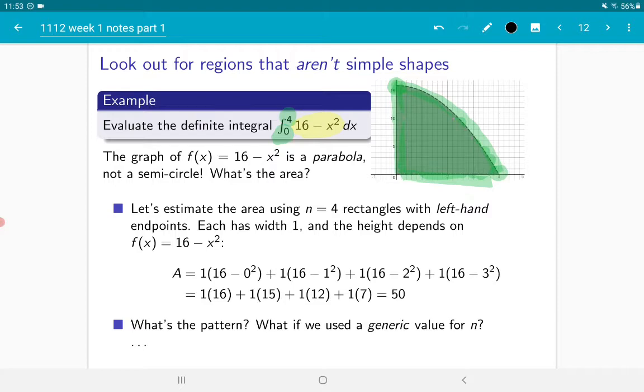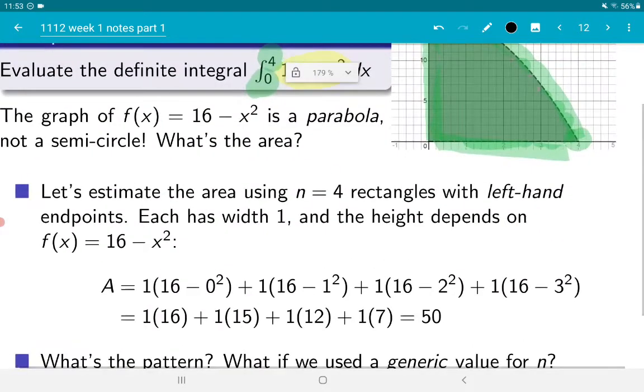So how do I find this area? Well, let's use this rectangle idea. Let's set up an expression that's going to find the area of some approximating rectangles. And then maybe we can hunt for some patterns and set up some technology to do some number crunching for us and explore the pattern to get a particular answer. So I have written here, let's estimate the area using 4 rectangles with left-hand endpoints.